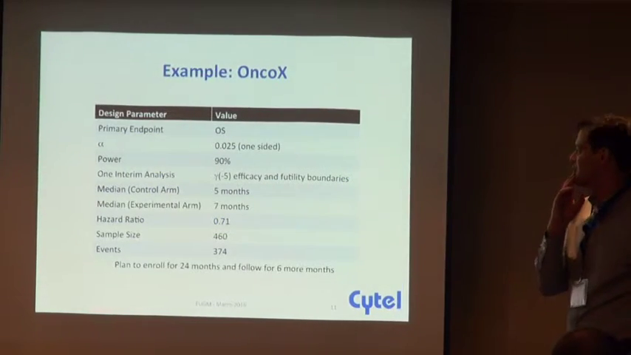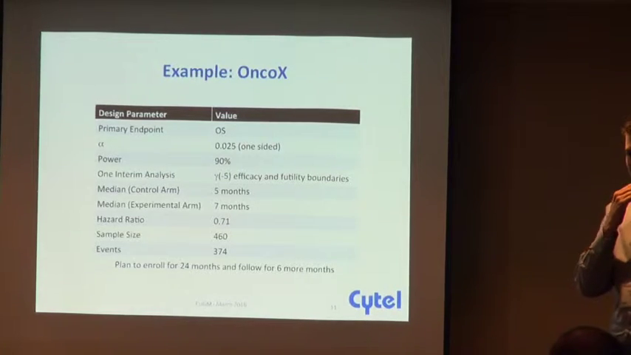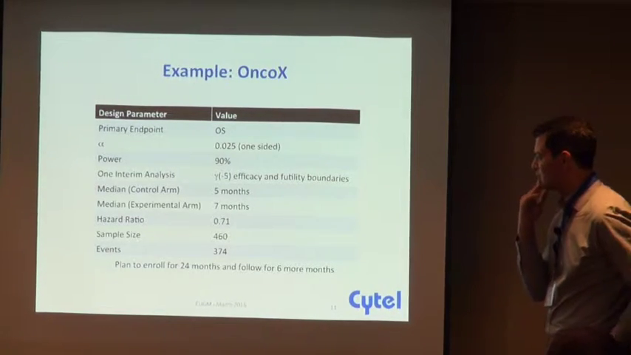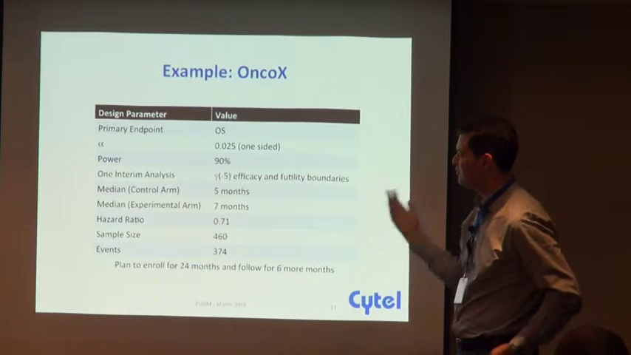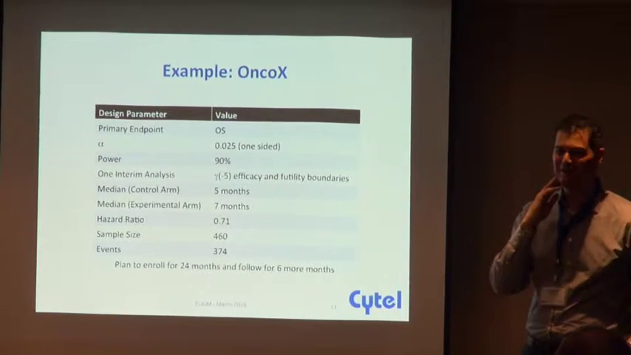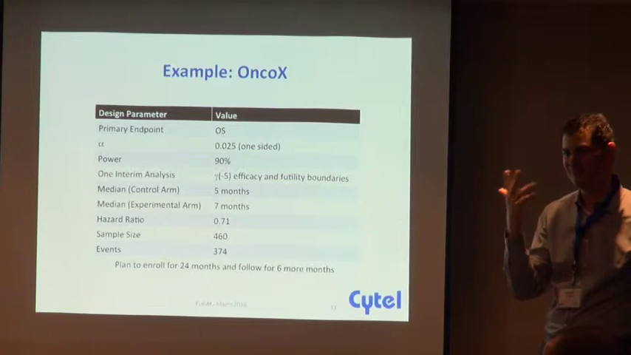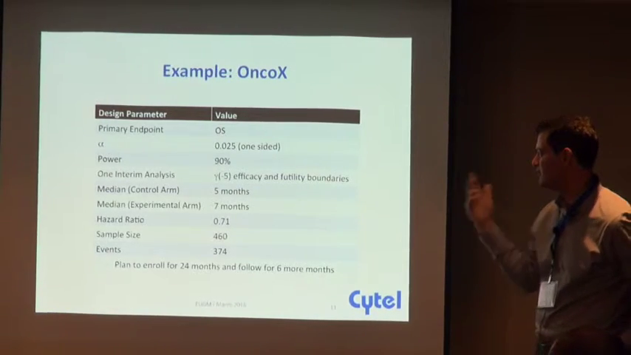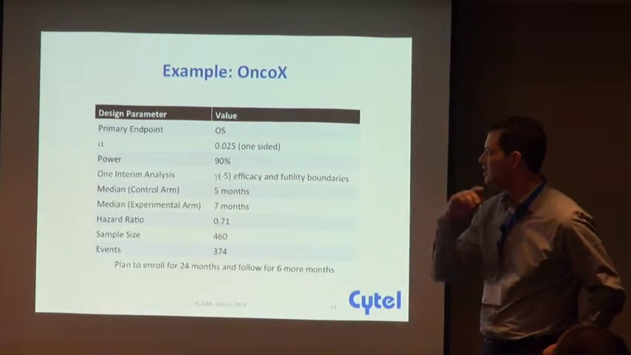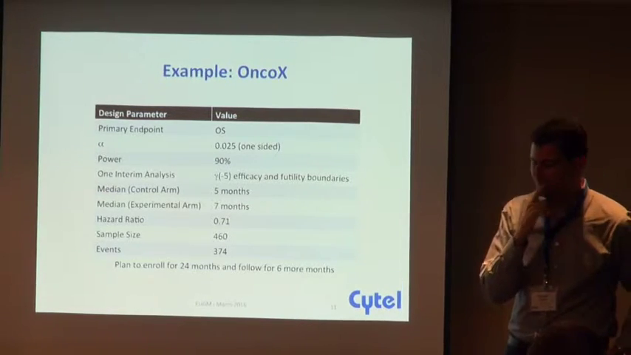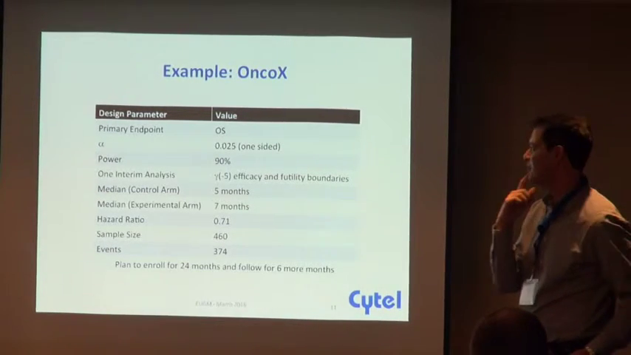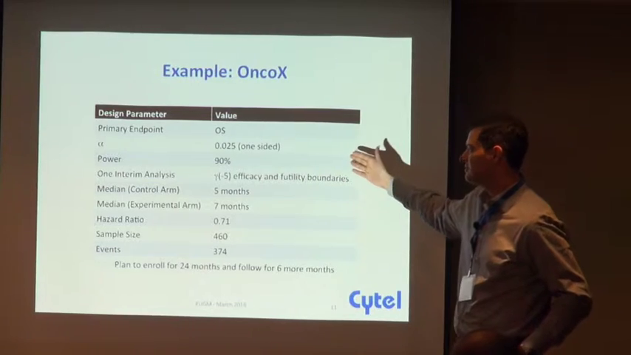So I'll show you a little bit of what that looks like here in EAST. To motivate that, I'm using an example that we've been using for a while now, but it's a real example, which is why we keep reusing it rather than make stuff up. And we have some of the data for this. So this is a trial in oncology where the primary endpoint is OS, 90% power.